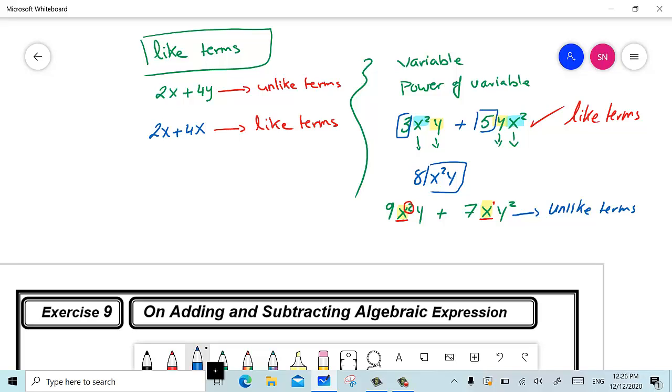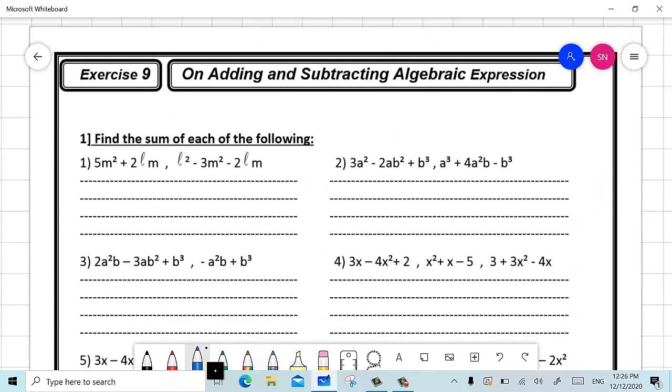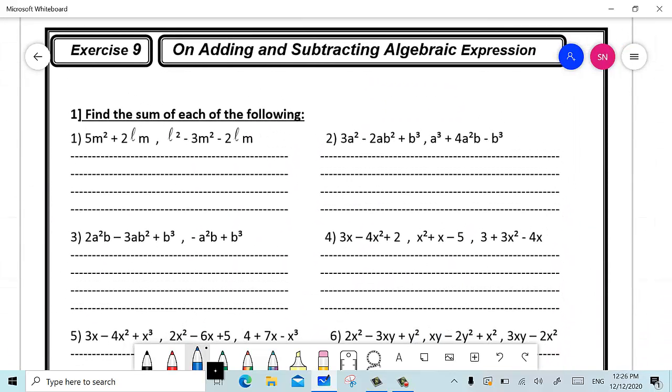Is it clear now? So let's now see what about adding or subtracting of algebraic expressions. We said that we can only add and subtract like terms. So for example, here in question number 1, and this is the binder page 16, I want to find the sum of each of the following. Number 1, 5m squared plus 2lm added to l squared minus 3m squared minus 2lm.